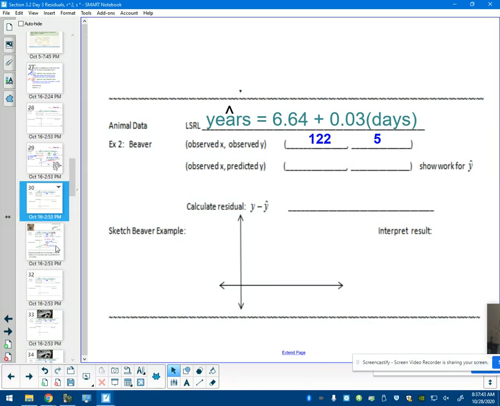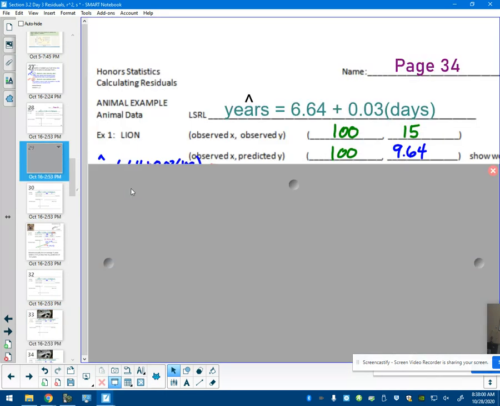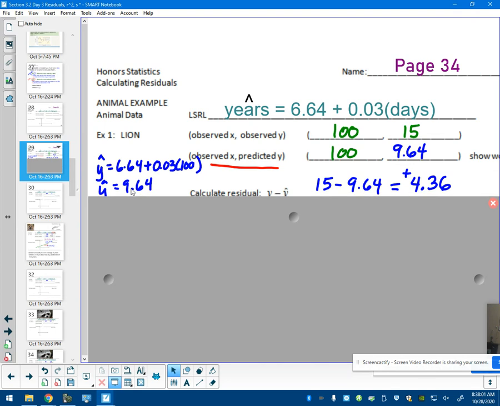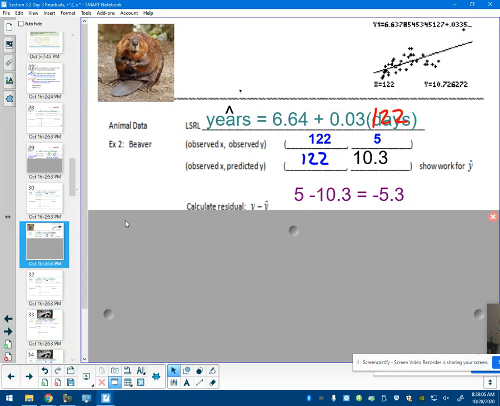I will show you the raccoon. The things you need for the raccoon were 64 and 2.5. Did you guys get that as your residual? Whoops, not that. Did you get this as your residual? Negative 5.3. So then draw it and interpret it. And then please do the raccoon.